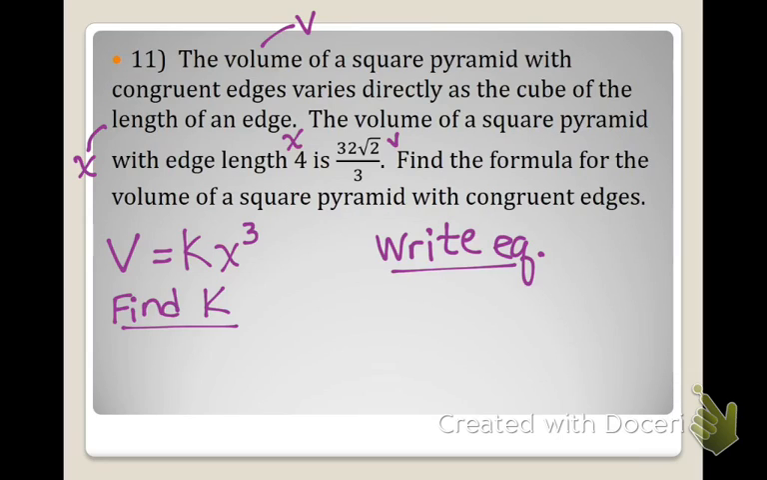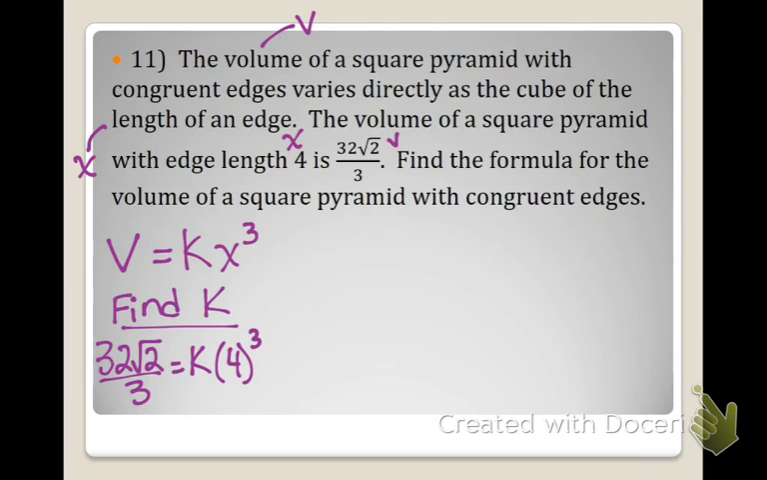If I'm finding K, what is going in for V, my volume? 32 root 2 over 3 equals, I don't know K, times my volume is 4, and that gets cubed. I'm going to erase my right equation for just a minute so I've got some space over here. All right, it's not looking pretty, but it's okay. We can do this. So 32 root 2 over 3 equals K times, what is 4 cubed? 64. 4 times 4 times 4. 16 times 4, 64. I would agree.